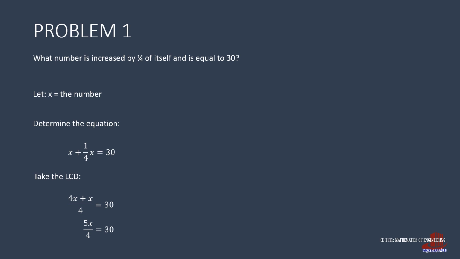Take 4 as the common denominator, and the numerator becomes 4x and x. This can be simplified as 5x over 4 as equal to 30. Using cross multiplication, we get 5x as equal to 4 times 30, simplified as 5x equal to 120. Divide everything by 5 and get x as 24.